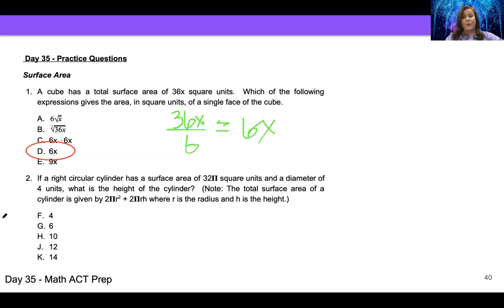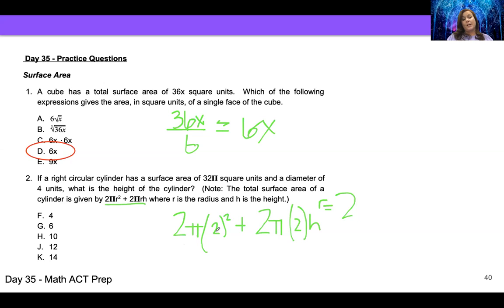Okay. Now they give you a hint here. You get the formula. So let's just plug that in. 2 pi times the radius. Oh, we don't have radius, but we have diameter. How do I get the radius from the diameter? It's half. So radius is going to be 2. You got to make sure you do that calculation. So I have 2 pi times 2 squared plus 2 pi times r. What is that? Well, that's the radius again. 2 times the height. That's our unknown.